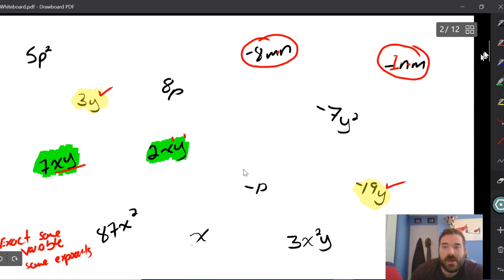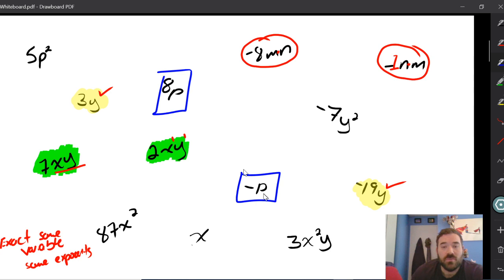Okay, let's see what else I have. I have an 8p. We have a negative 1p here. And I think those are the only two. I think all the others are unlike terms, so they're all just individual terms.